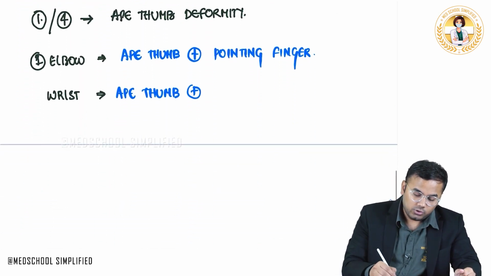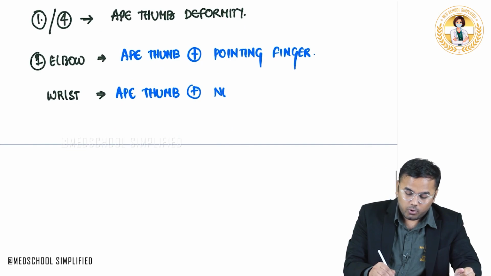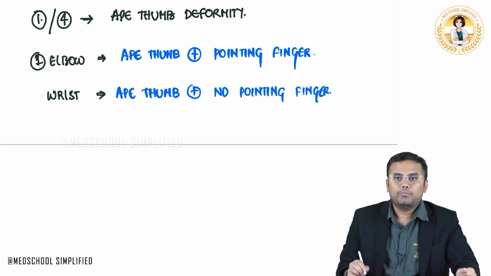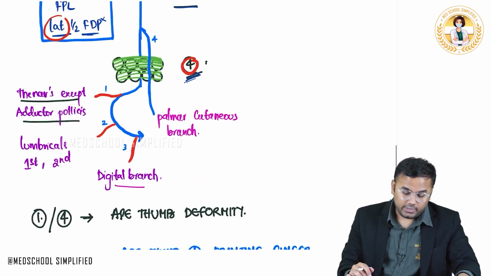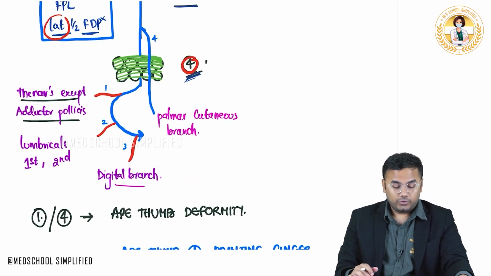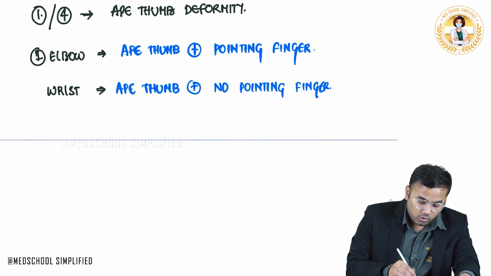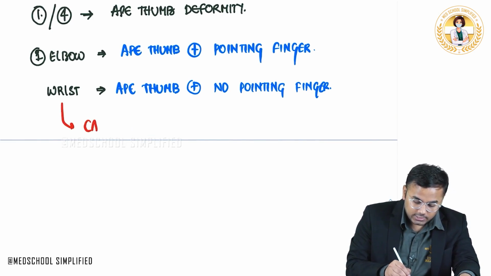So what you need to do? You have to write that there is no pointing finger deformity. No pointing finger deformity. Not only that, you should know that if there is injury at the level of the wrist, what is the problem? This problem is called carpal tunnel syndrome.